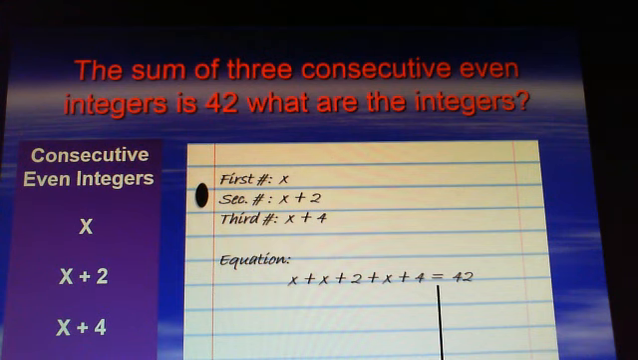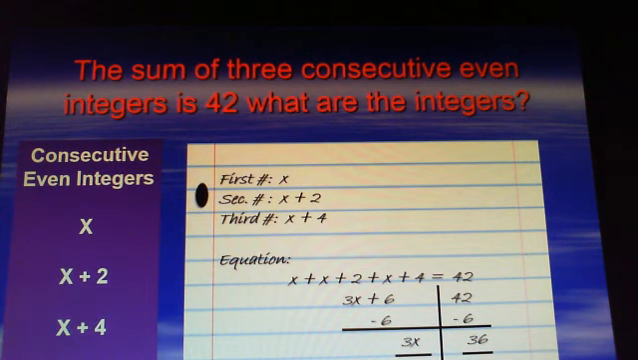Okay, so draw my line. Combine like terms on the left-hand side gives me 3x plus 6 is equal to 42. Subtracting 6 from both sides, I get 3x equals 36. Divide both sides by 3. x is equal to 12. That's not your answer. So you got to plug it back into the stuff at the top. So 12 is your first number, your second number is 14, and your third number is 16. Those are your answers.